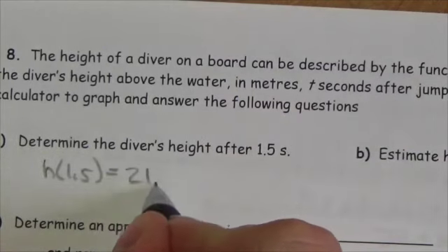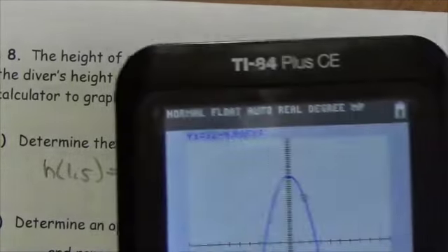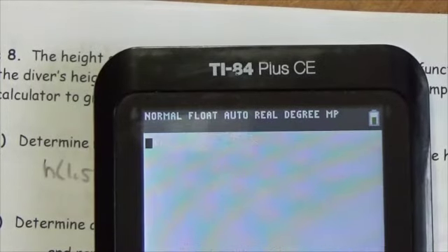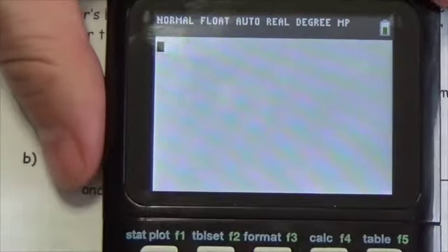Okay, 21.0. Now, I'm going to show you another way of doing this. Okay, quit. I'm going to show you another way of doing this that is going to look a little bit more like function notation.